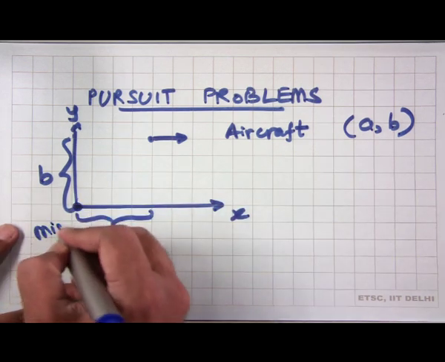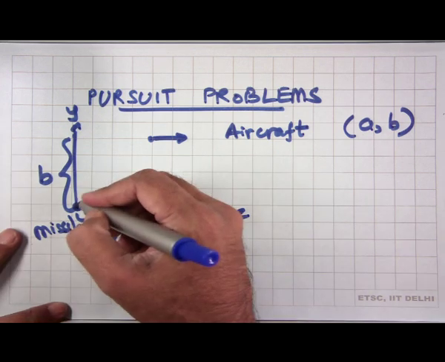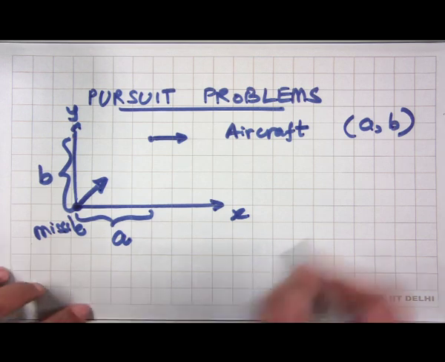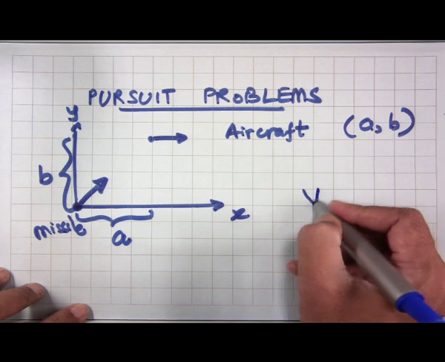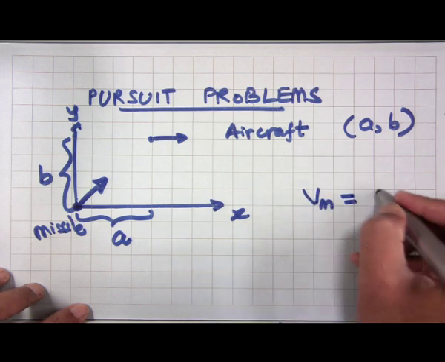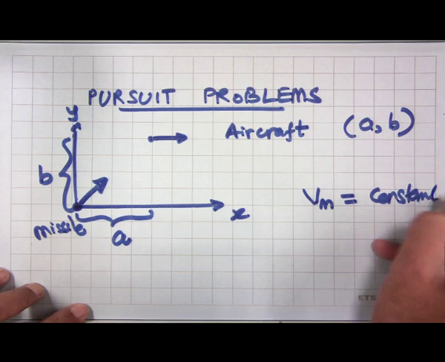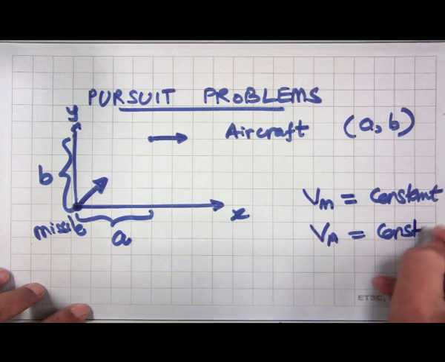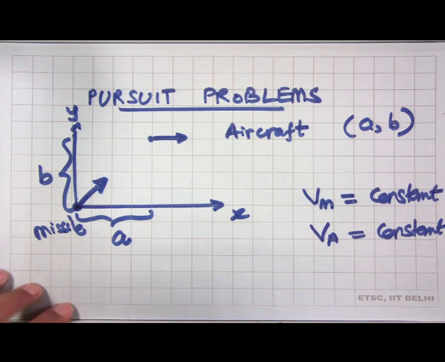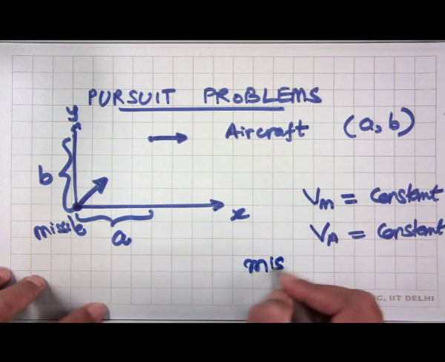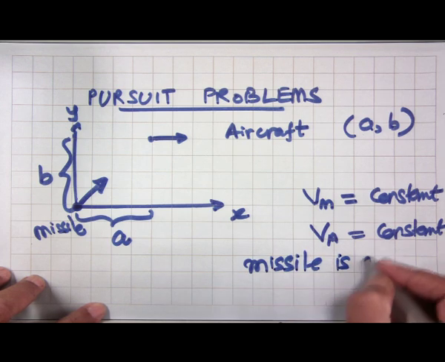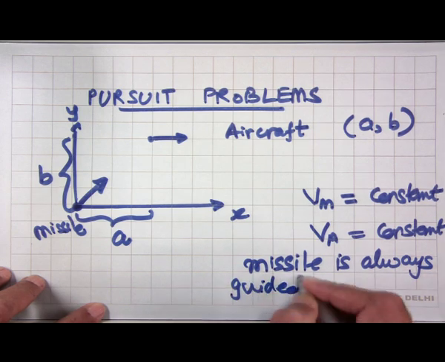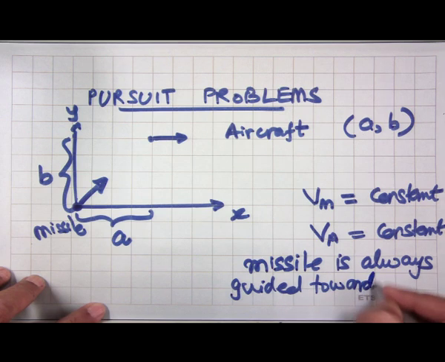And a missile is launched towards the aircraft. Now, what is given to us is that the speed of the missile Vm is constant, and the aircraft has a speed Va, which is also given to be constant, and the missile is always guided towards the aircraft.